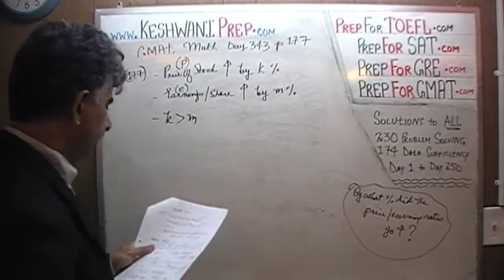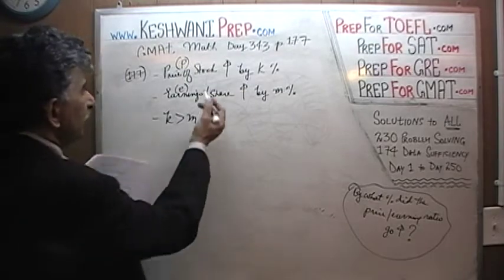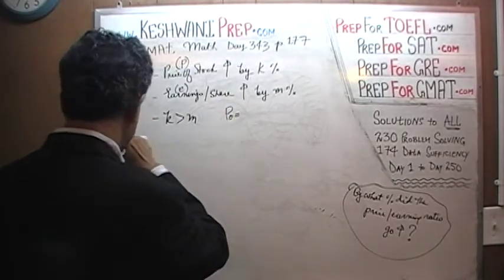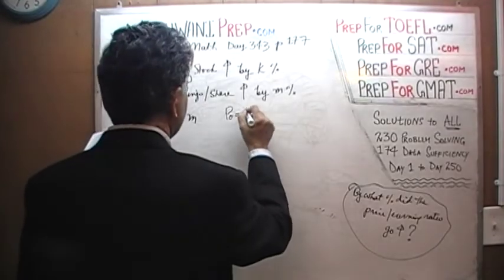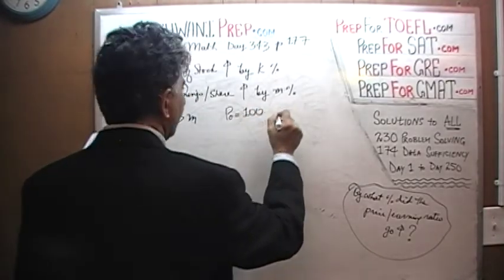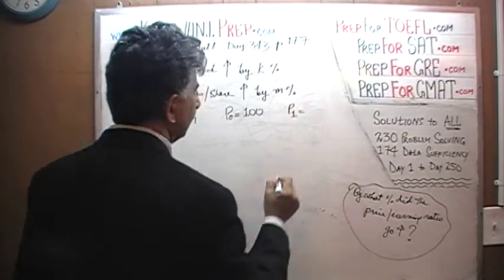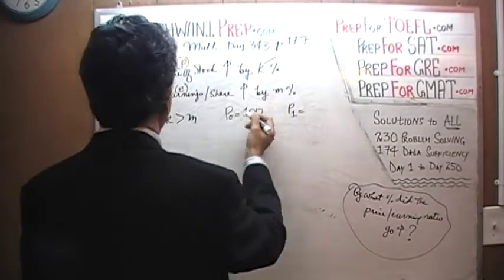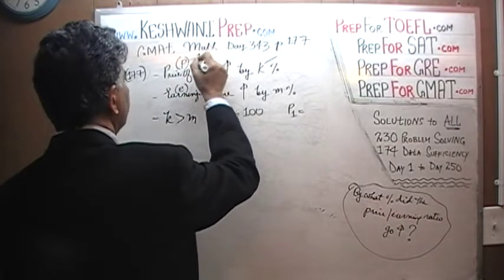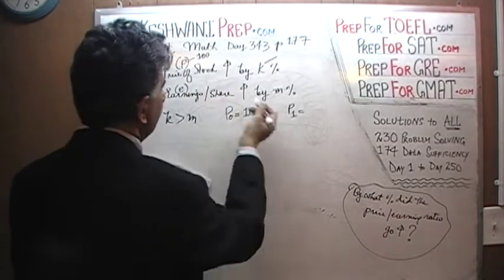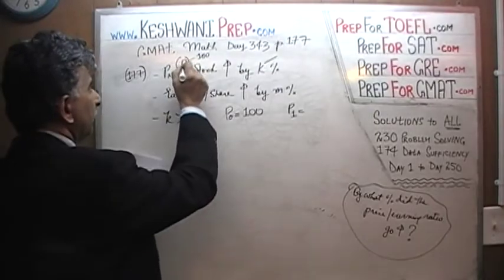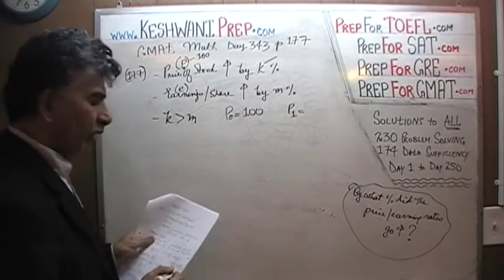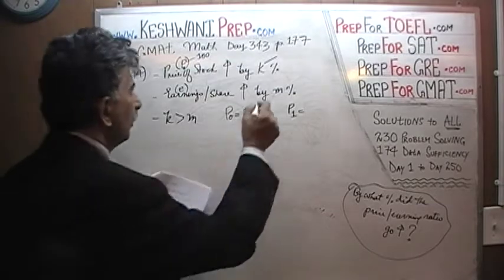So we are told that the price has gone up by k percent. We're going to pretend that the initial price is $100, and the new price, P1, is going up by k percent. Let's plug in some number for k. We're plugging in 100 for P naught, the starting price. And how much do you want it to go up by? Let's make it go up by 10%.